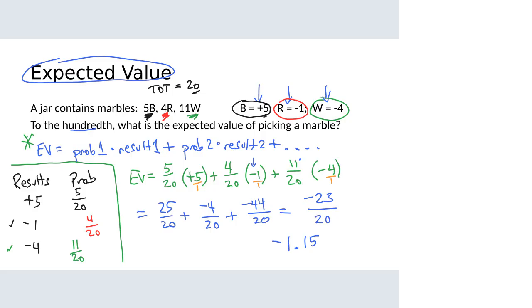This question said round to the nearest hundredth, so this already is. So the expected value for playing this game is to lose $1.15 per play. It doesn't mean you're going to lose $1.15 on one individual outcome. Remember, expected value is over the long run. What could you expect to happen? If you played this game a whole bunch of times, you would expect to lose $1.15 per play.